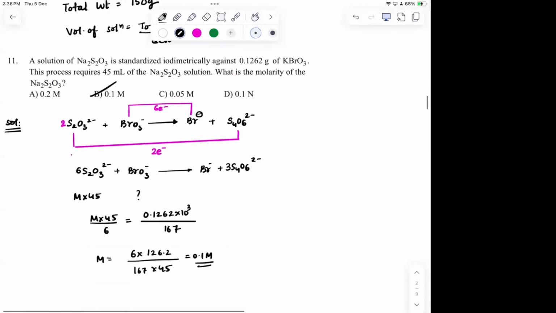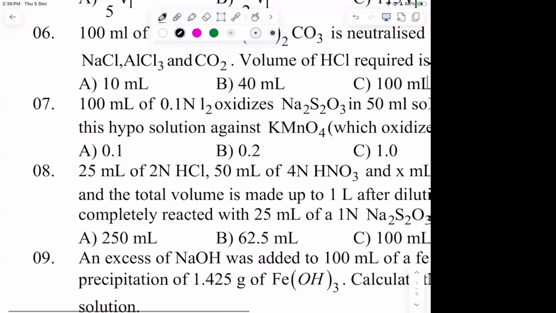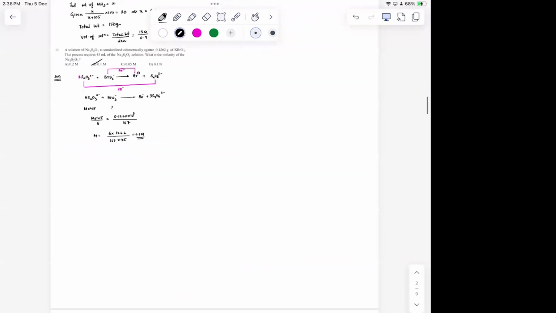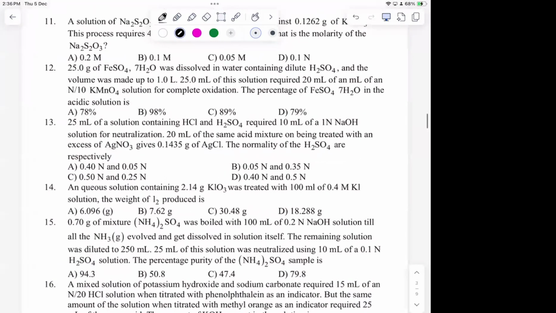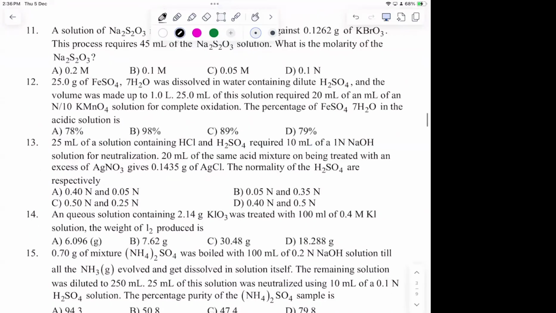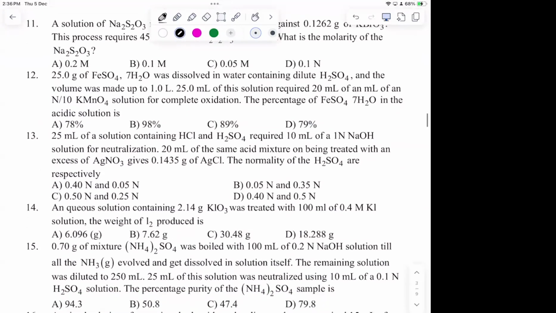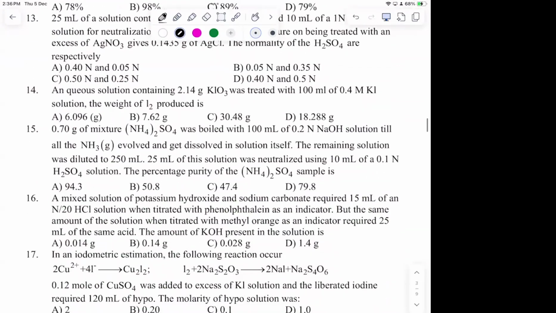Here on this 11th question, everybody. Let us see the next one. The 12th one is not a big deal. You should be able to figure it out. It is along similar lines. Okay.